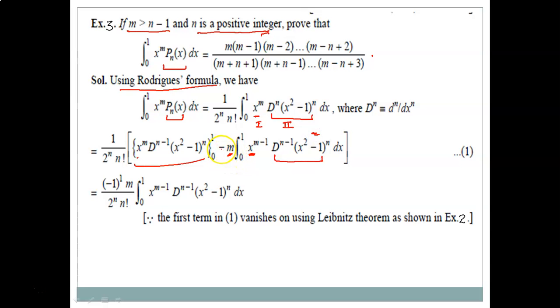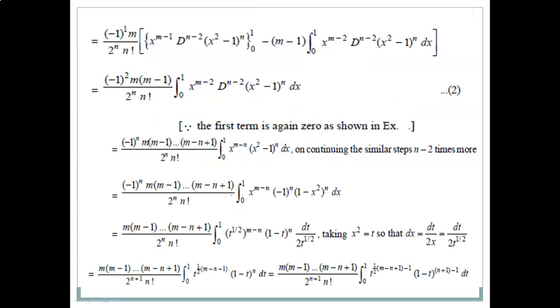So minus 1 raised to power m, and this 1 by 2 raised to power n factorial, these values are taken, and inside the integral we have 0 to 1 x raised to power m minus 1 and the n minus 1 derivative of this term. So in the integral we again apply the integration by parts rule, and for the second term again we are using it, then we get the first term like this and the second term like this.